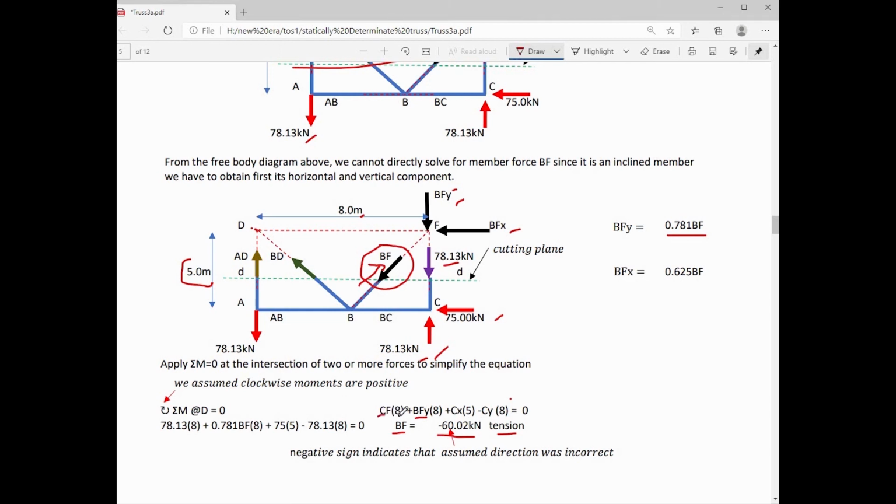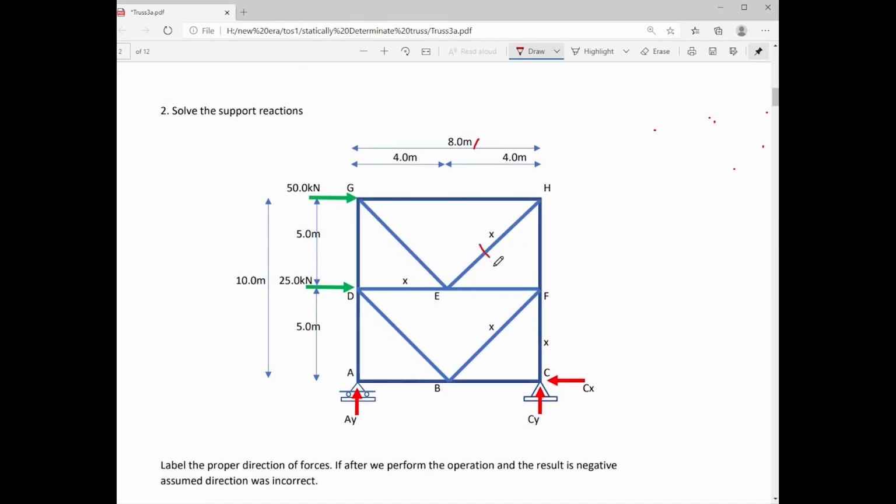So as you can observe, CF, BFY, and CY have the same moment arm because they are collinear to each other. So the moment arm is 8 meters with respect to point D. We have already solved for member force HE, BF, and CF. The only unknown now will be member force DE.